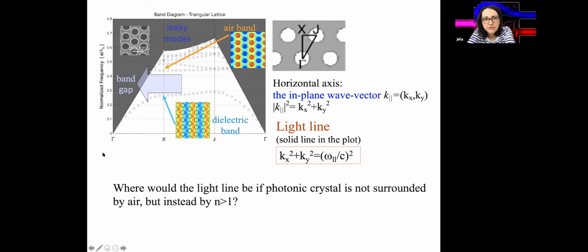If you look at the gamma X direction, for example, what we're plotting is basically only ky, you don't have kx. So omega is equal to ky times c for this light line. But if the material surrounding the photonic crystal is not vacuum, but instead is something with refractive index n, like 1.5, then the light line would be omega is equal to k times c divided by n.